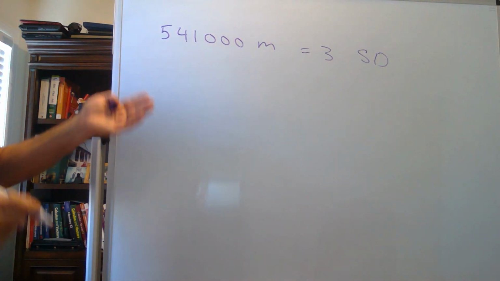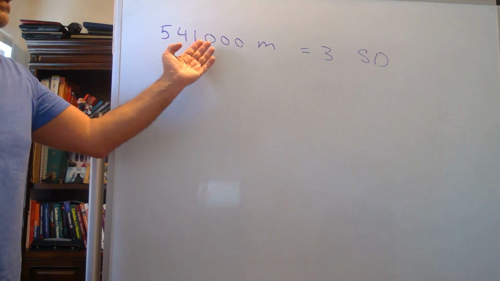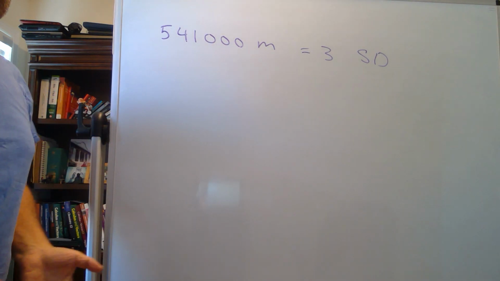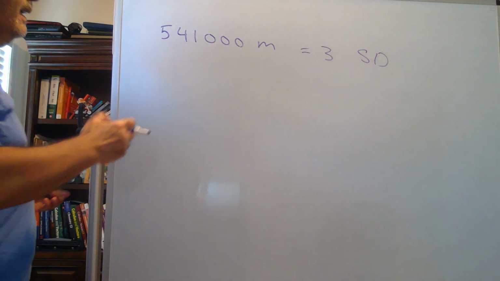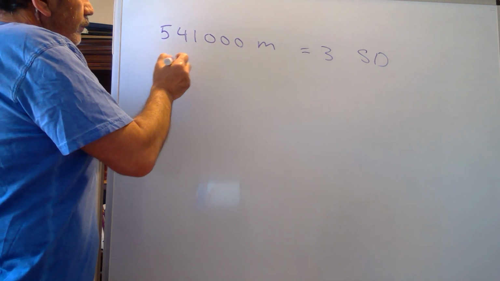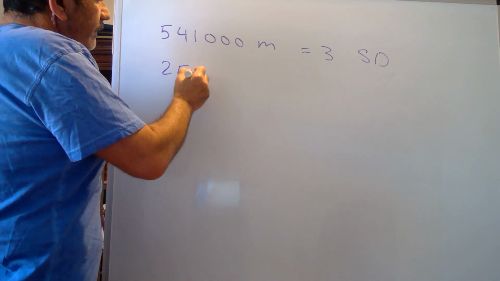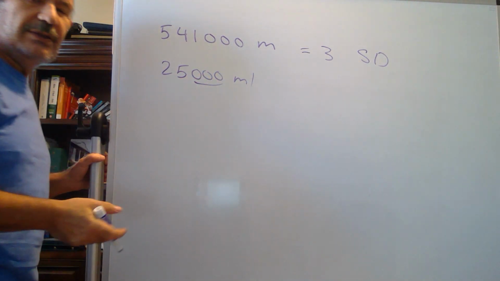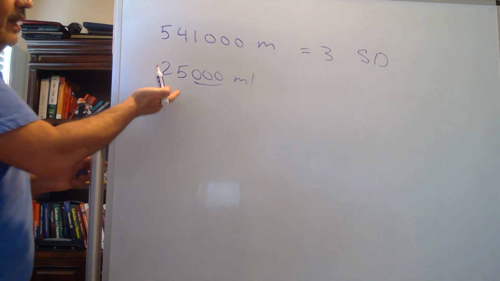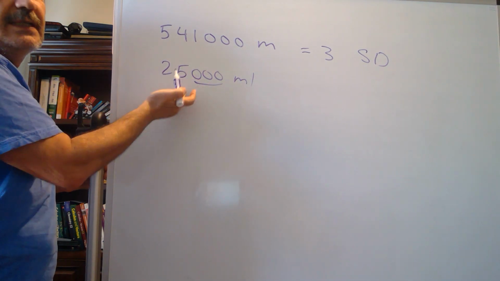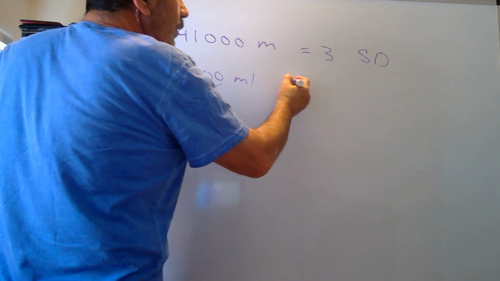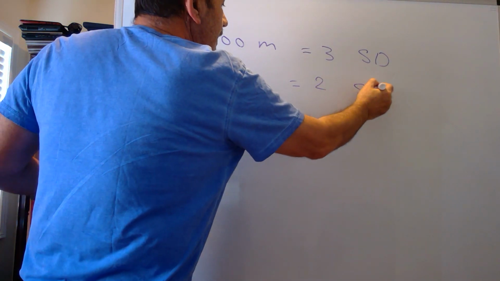If this number has only 3 significant digits, the ending zeros don't count as significant digits. When I say 25,000 milliliter, again these 3 zeros don't count as significant digits. I can write it as 25 liter, and these 3 zeros are only placeholders, so it has only 2 significant digits.